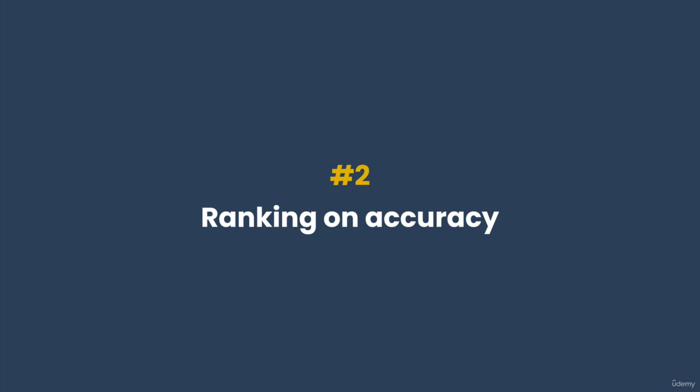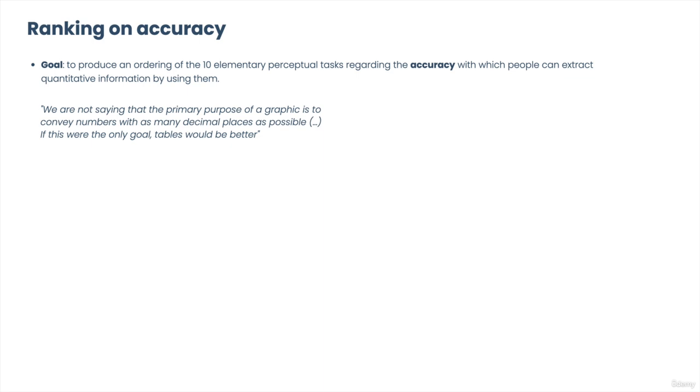Now that we know what the 10 elementary perceptual tasks are, let's see how we can rank them by accuracy. The author's goal was to produce a ranking of the previous tasks regarding the accuracy with which people extract quantitative information by using them. As a disclaimer, they also said, we are not saying that the primary purpose of a graphic is to convey numbers with as many decimal places as possible. If this were the only goal, tables would be better.